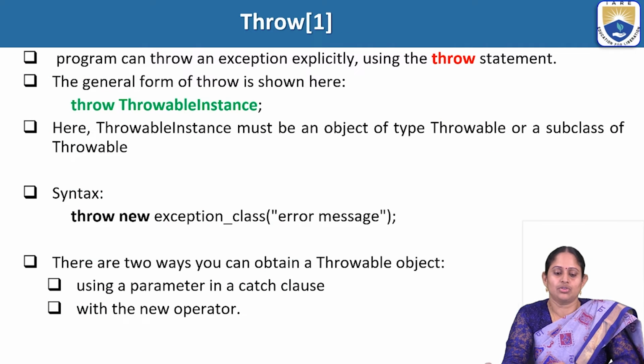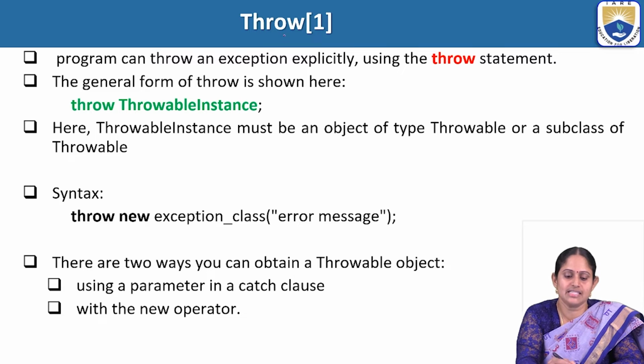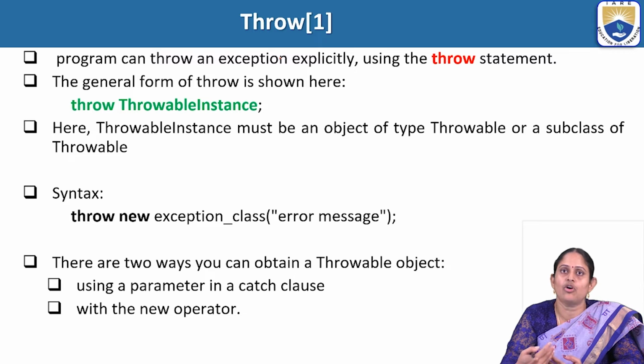Next is about the throw keyword. As we have seen before, the throw keyword is another keyword which is used for exception handling. This throw keyword is used whenever you want to throw an exception explicitly. Like if the programmer himself wants to throw the exception, then they make use of the throw keyword.